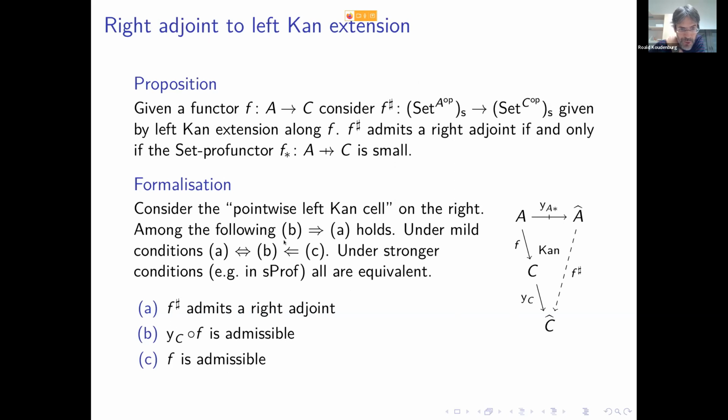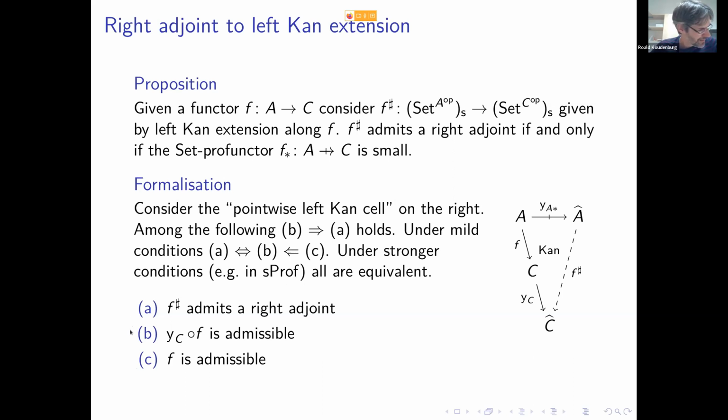So B always implies A, for any augmented virtual double category. Under mild conditions, A and B are equivalent and C implies them. And under stronger conditions, which hold in S-prof, of small pro functors between locally small categories, all three are equivalent. So in particular, we recover this classical result.